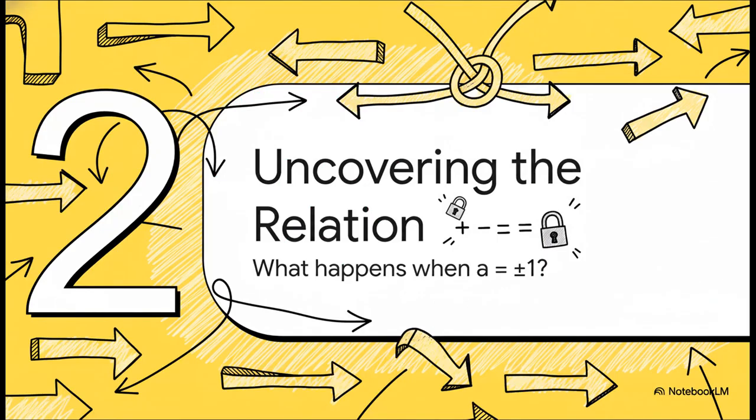So we know when things get weird. The next logical question is, how do they get weird? What is the exact relationship that locks these vectors together when a hits those two critical values? It's time to dig deeper.